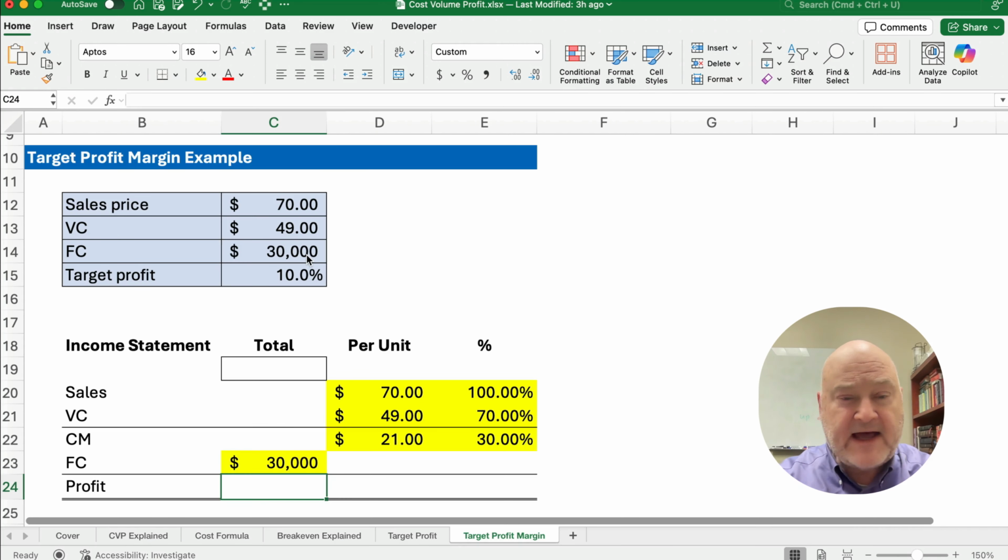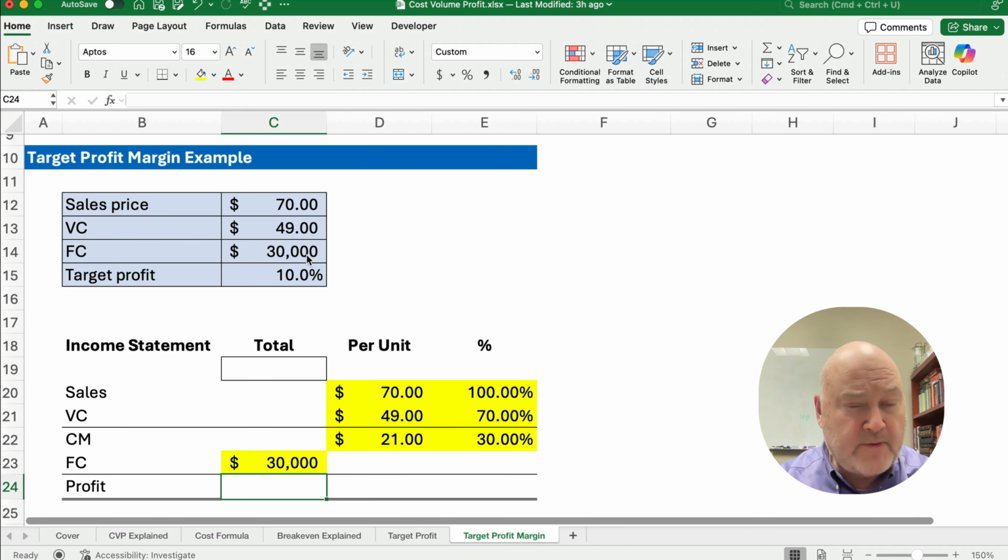Now, why have I highlighted all these in this little income statement? We're going to deal with total dollars, per unit dollars, and percentages. Everything that's highlighted is given information and it won't change. The total fixed cost will not change, the sales price per unit will not change, and the contribution margin per unit will not change. Everything else that's not highlighted will change, depending on the volume. If we sell 1,000 units or 2,000 units, everything else will change, but these will not. So I want you to think about this. This is the cost, volume, profit relationship.